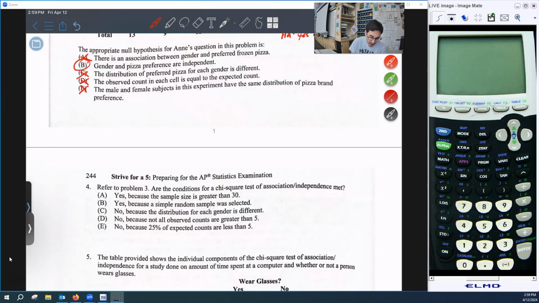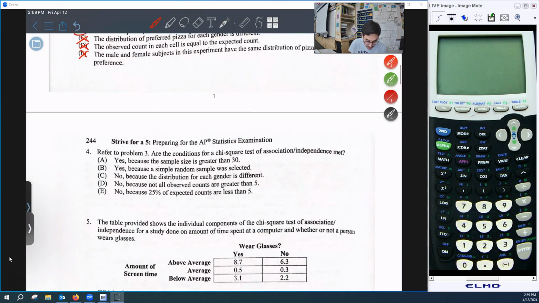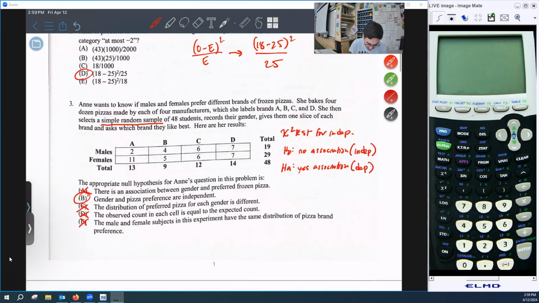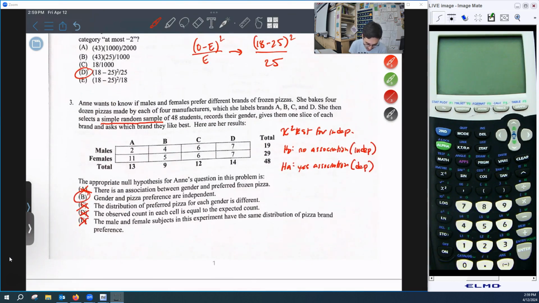Question 4 piggybacks off of the previous question. So are the conditions for a chi-square test of association / independence, you see there that either of the 2 terms or languages could be used, are the conditions met? All right, so let's just look here. Okay. Random condition is met since she took a random sample. 10% condition is probably met. Yeah, 48 students is probably less than 10% of all possible students she could have done the study with. All right, the one I'm not super sure about is the large counts.